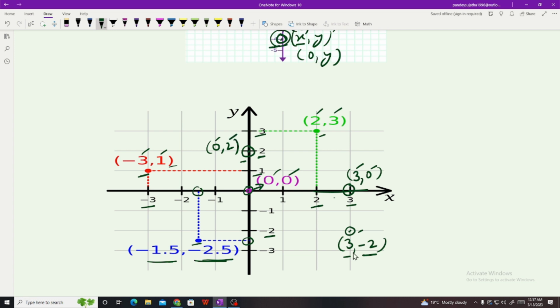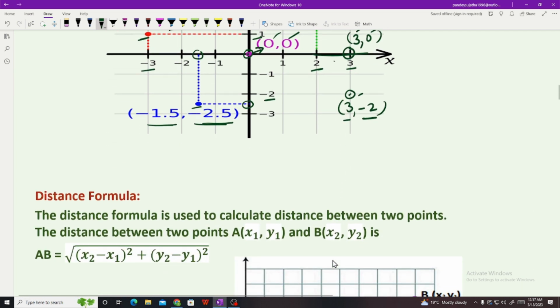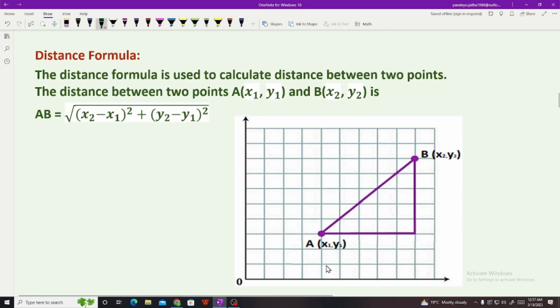So now let's move to the concept of this chapter, that is the distance formula. The distance formula is used to calculate the distance between two points. If I say the two points are A and B, then to find the distance between these two points, we use this formula: AB is root of x2 minus x1 whole square plus y2 minus y1 whole square. Here the coordinates of these two points are given as x1, y1 and x2, y2.